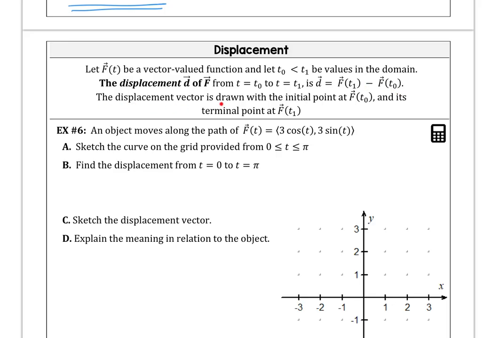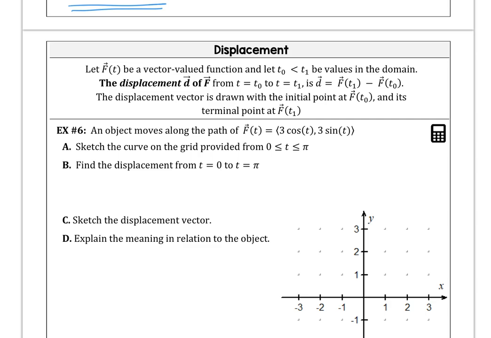The displacement vector is drawn with the initial point at f of t sub 0 and its terminal point at f of t sub 1. So if an object moves along the path that's given by f of t, this looks like a circle to me, we want to sketch the curve on the grid provided that time goes from 0 to pi. So we're only going to draw half of that circle.